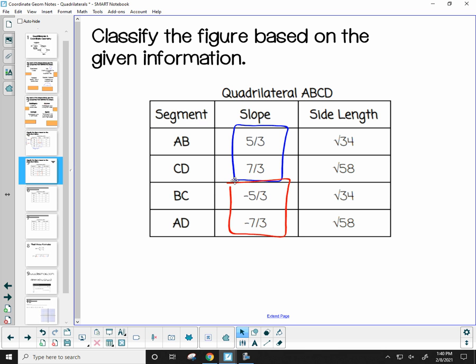Okay, so now I'm going to mark my drawing, A, B, C, D. Now I do see I have some repeat values on my side lengths, right? So I know AB and BC are both the square root of 34. The other two sides are the square root of 58. So is it a kite or is it just a plain old quadrilateral? Does it have consecutive congruent sides? Yep. So this is a kite.